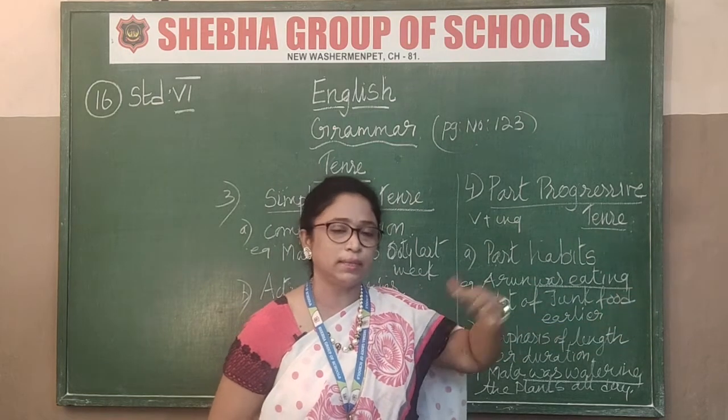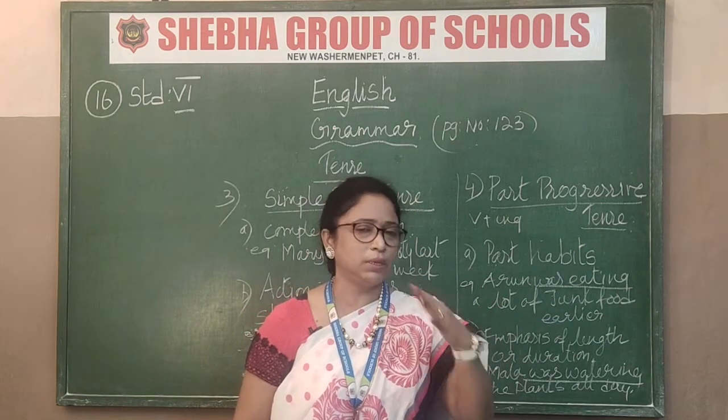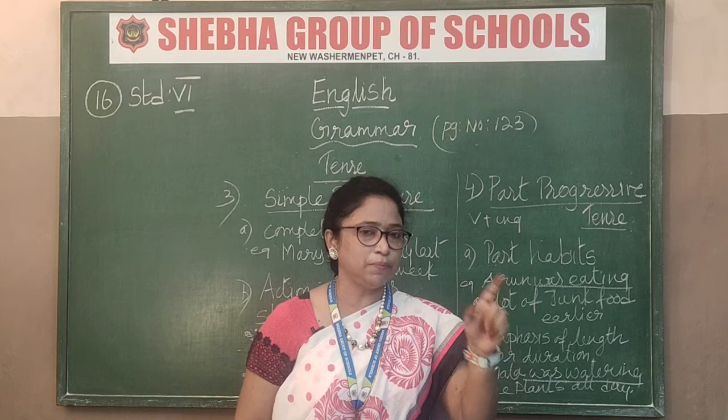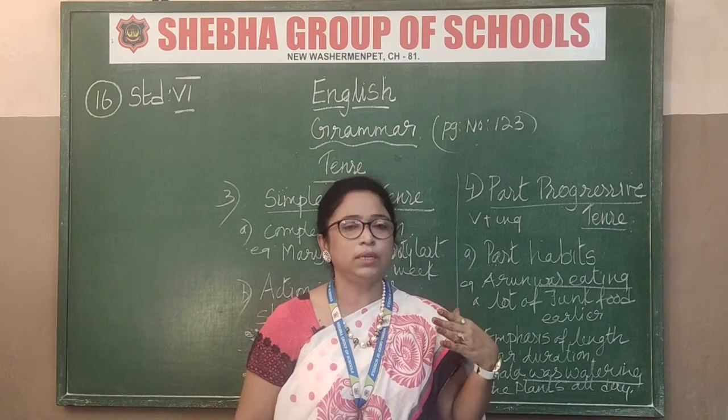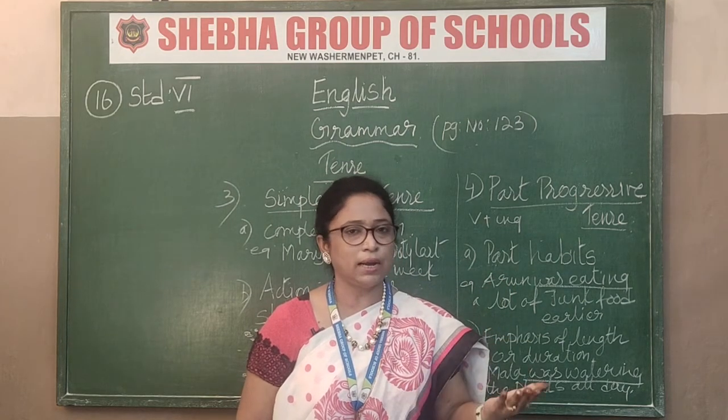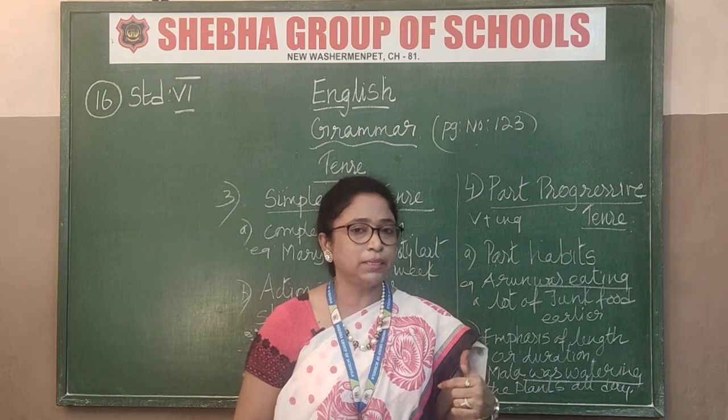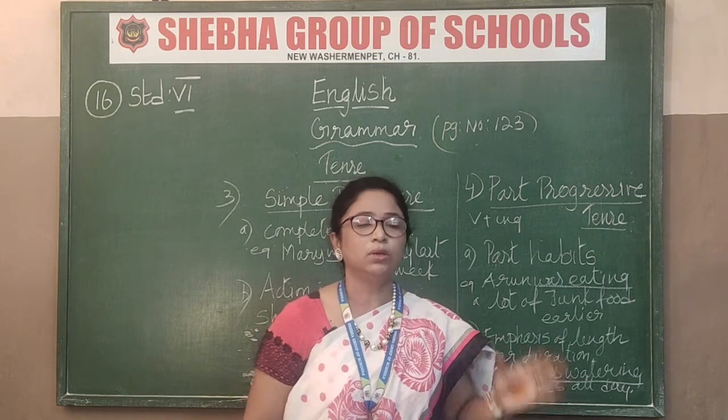Now got that? What is happening? Present and past are almost the same. The verb will have ing in both. Only in present tense it will have is, are, and in the past it will have was, were. Got that now? That's what it is.